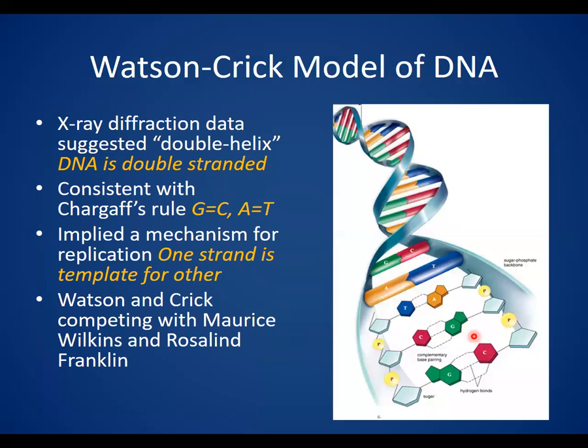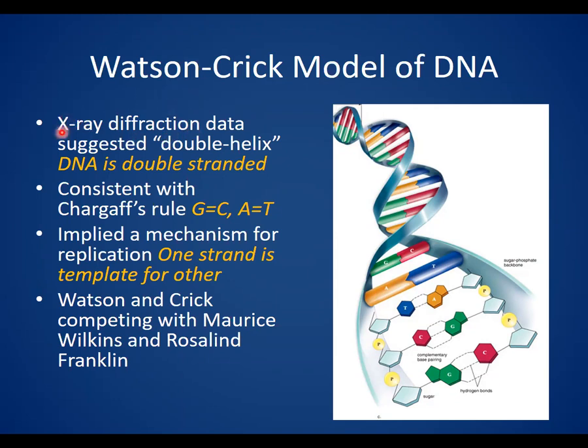So this gets us to Watson and Crick, which of course everybody is familiar with, right? The famous model of DNA, the famous discovery of DNA that Watson and Crick came up with. So Watson and Crick were, Watson was American, Crick was an Englishman. They were working at Cambridge University in the UK in the late 1940s, early 1950s. And they were interested in the structure of DNA.